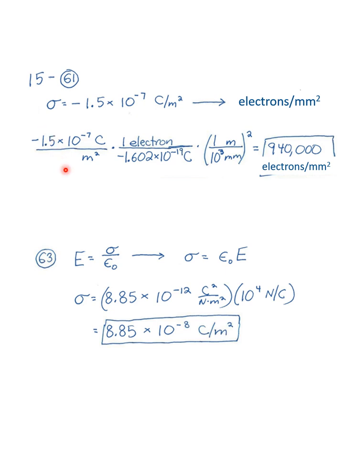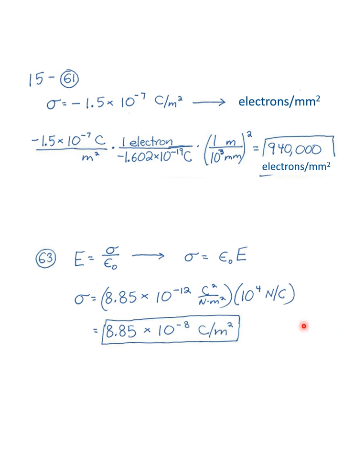And so we'll start with the given information of coulombs per meter squared. Let's turn those coulombs into electrons. So 1 electron over negative 1.602 times 10 to the negative 19 coulombs. That'll give us electrons per meter squared. Now, let's convert that to millimeters squared. We have the conversion 1 meter up top divided by 1,000 millimeters down below. But remember, we have to do square meters to square millimeters, so we need to square that to do 2 powers of the conversion. And in the end, you should get 940,000 electrons per square millimeter.